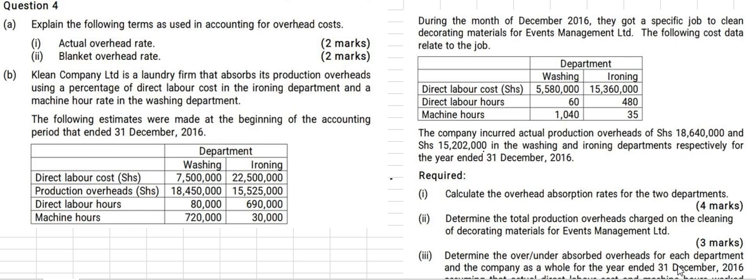Let's get started. Explain the following terms as used in accounting for overhead costs: actual overhead rate, blanket overhead rate. Now, before I explain these two terms, we need to understand what overhead absorption is, because this question is about overhead absorption. Overhead absorption is the process of allocating indirect costs, sometimes you can call them overhead costs, to products or services.